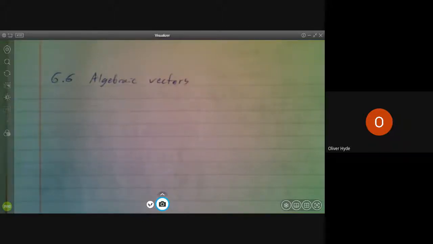Okay, Royals. In lesson 6.6, we started dealing with algebraic vectors. Students that were familiar with geometric vectors from a course like physics might not have as much familiarity here. So make sure you spend some time with it. The concepts don't need to be that difficult, but there is some new stuff here.